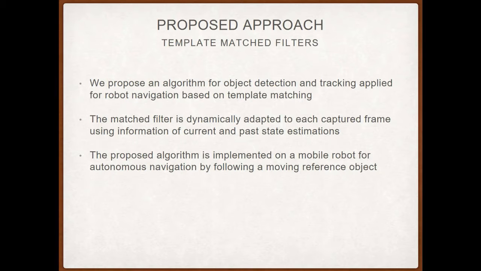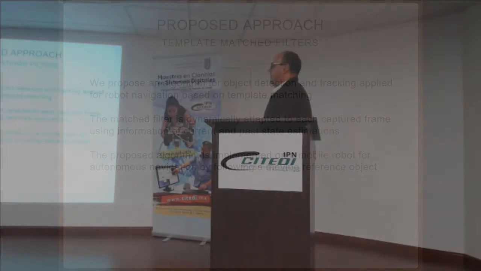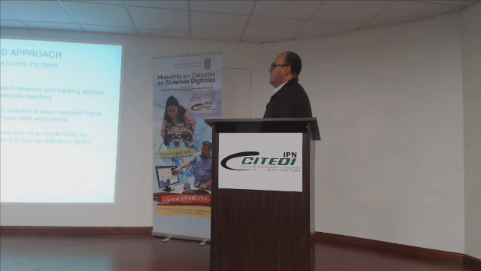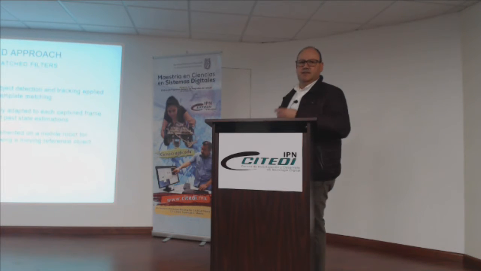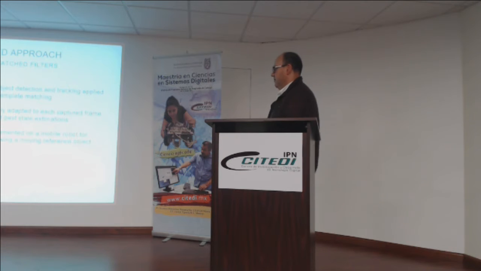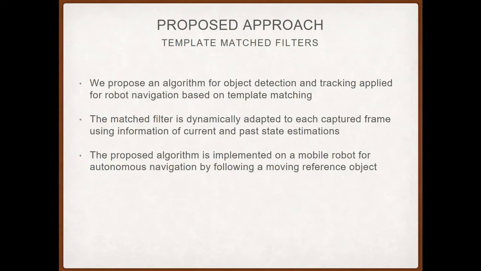So in this approach, we need to design a matched filter, but this filter needs to be dynamically adaptive to each captured frame of the scene, while the robot is in motion, and takes into account the current and past estimations of the target of interest. It's tested on the navigation of a mobile robot.